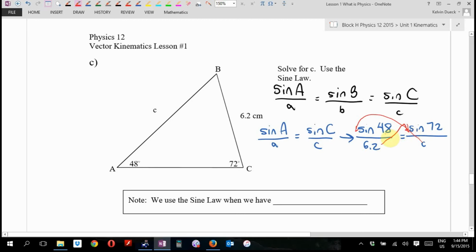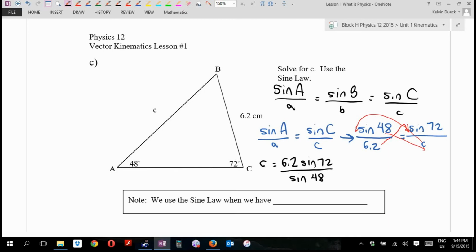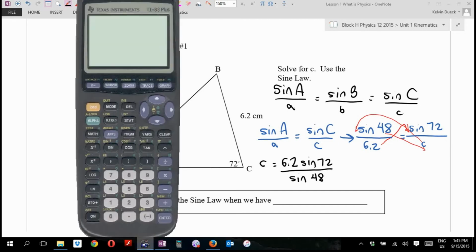And where would the sine 48 end up? Down. In fact, I think what you're saying, and I think you're right, is that c is going to be 6.2 sine 72 all over sine 48. Is that okay? I did a lot there in one step. That's just cross multiplying with a vengeance. That moves, that moves, that moves. And now I go to my calculator. 6.2 sine 72 divided, oh, I got to close the bracket off on mine, divided by sine 48.